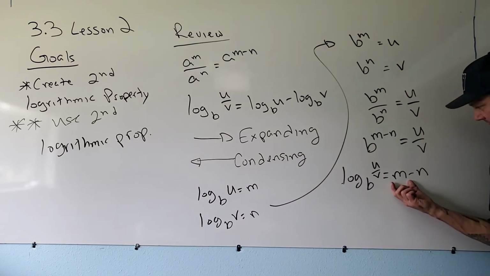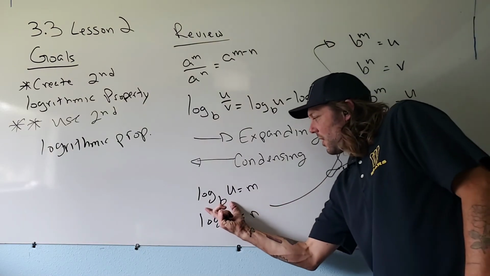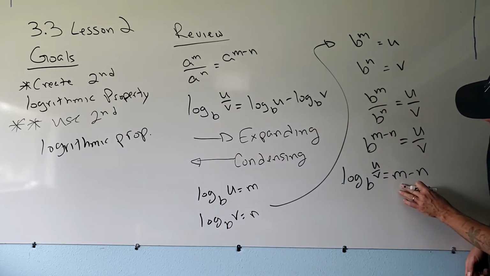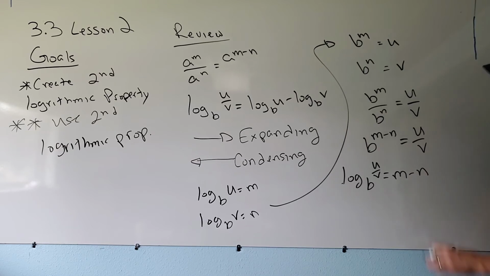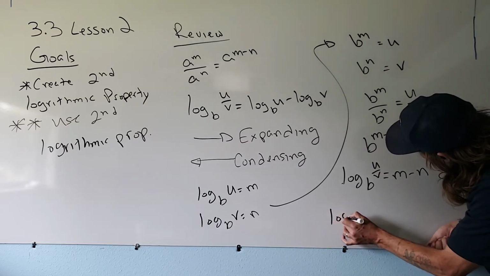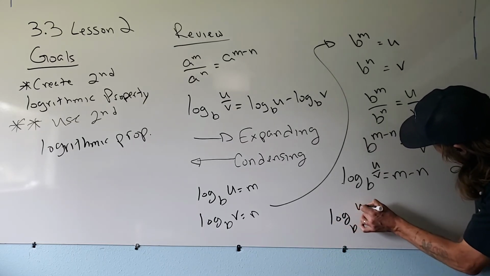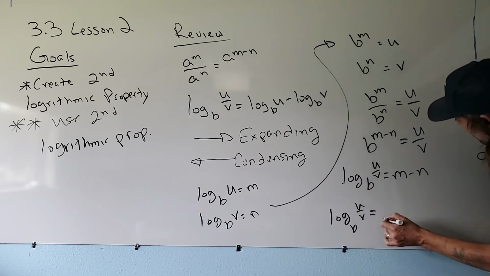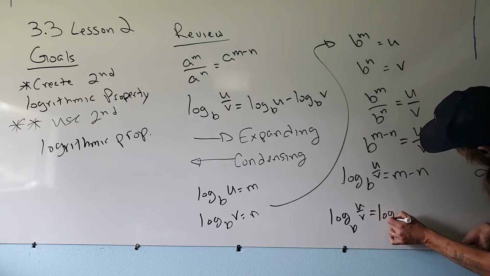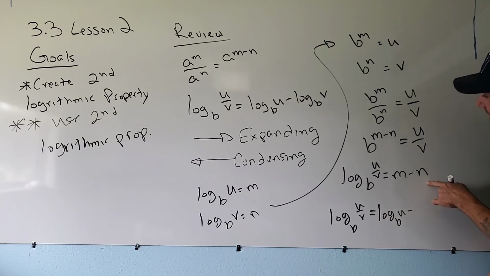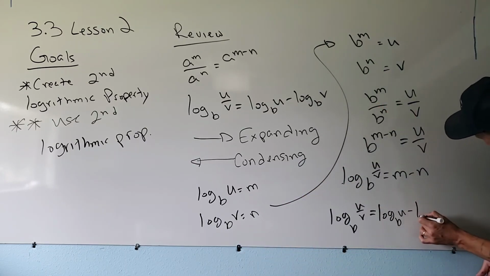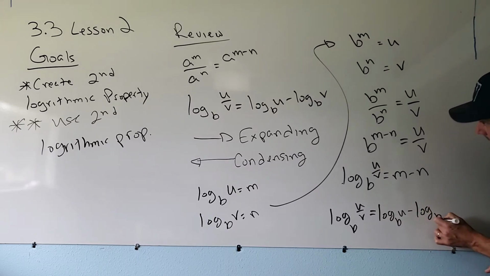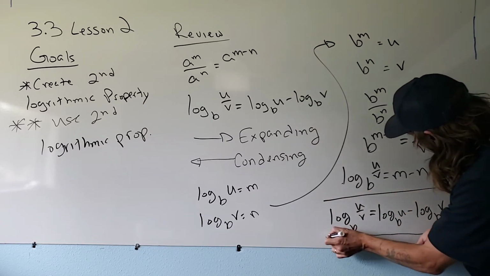Now I'm going to replace m with this log. So this m is going to become log base b of u, and this minus n is going to be minus log base b of v. So now I have log base b of u divided by v equal to, now m turns into its other form, log base b of u, and I'm going to subtract n in its other form, which is log base b of v. So we've created our second rule. We see that it works.